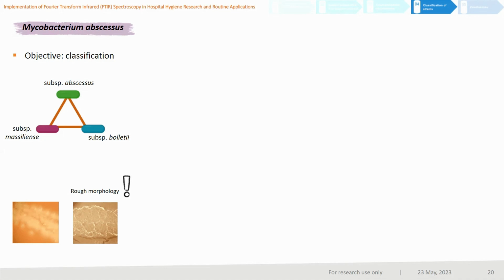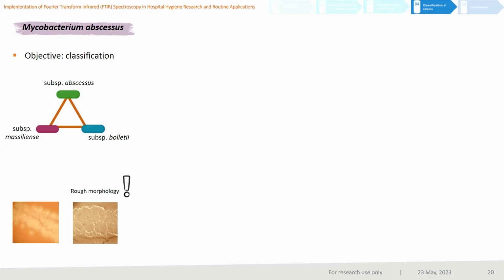As I mentioned earlier, achieving a well-homogenized bacterial suspension is crucial during sample preparation, and this is especially difficult with rough strains of Mycobacterium abscessus. During the acquisition of spectra, we obtained a lot of failures due to bad homogenization of these colonies, and it was common to repeat most of the analysis.